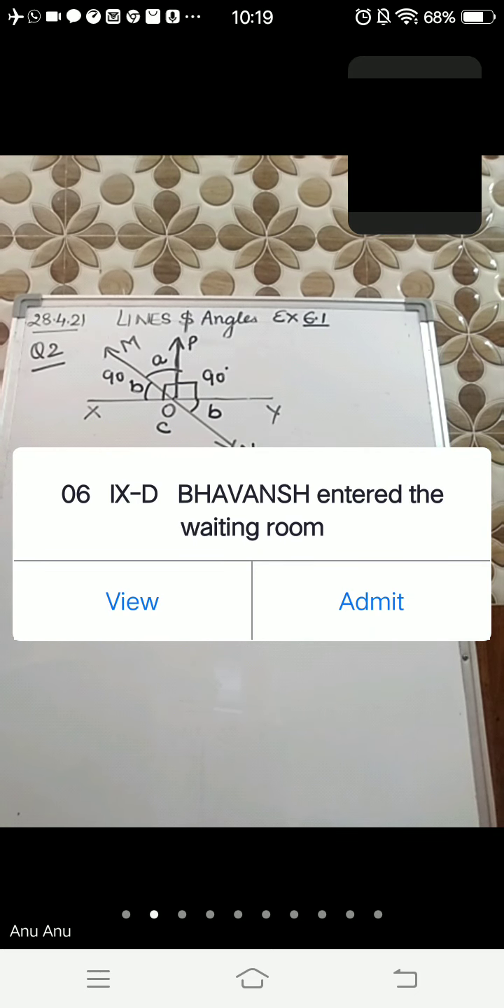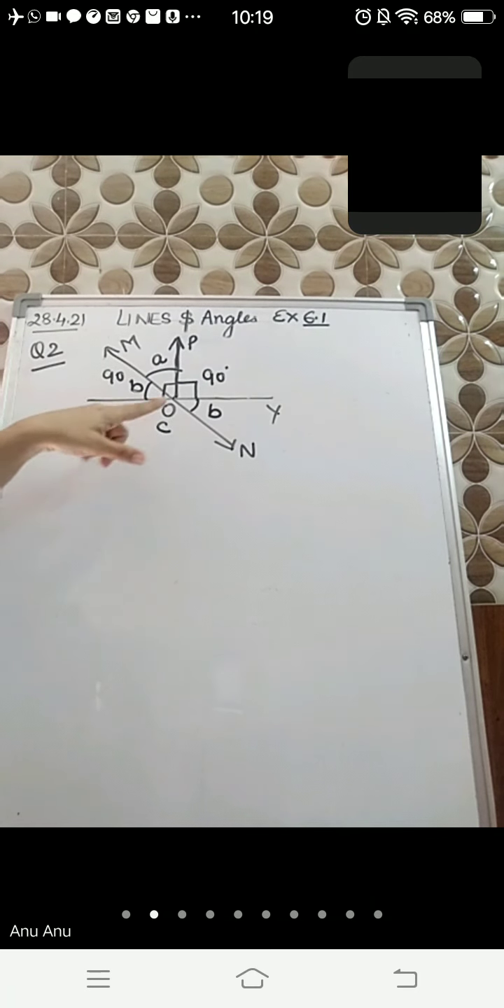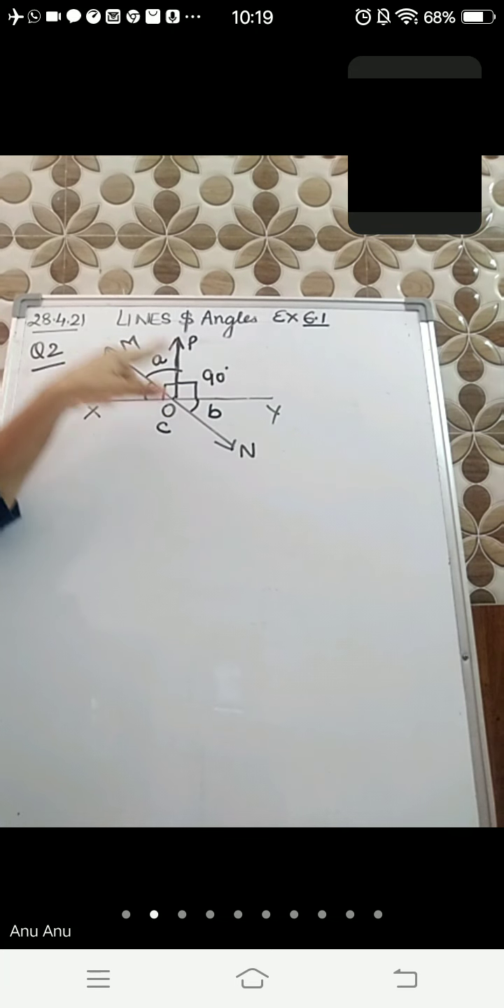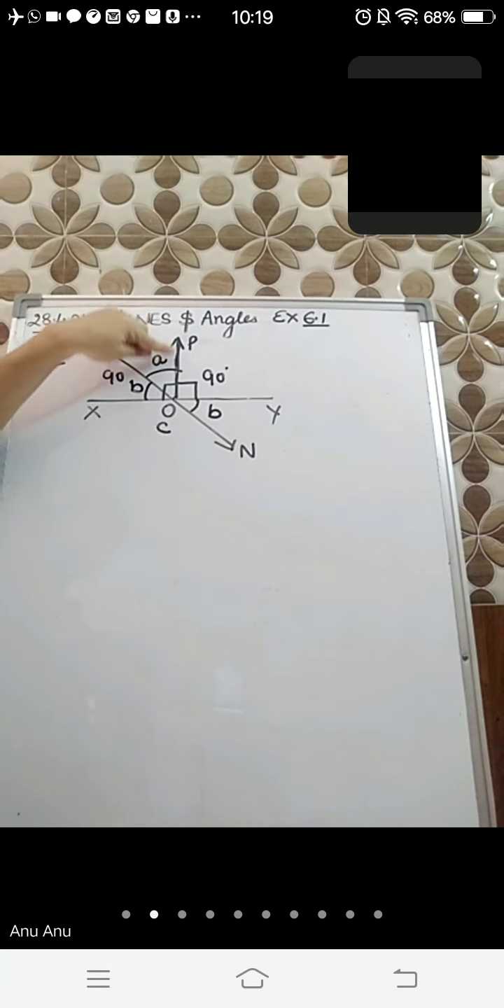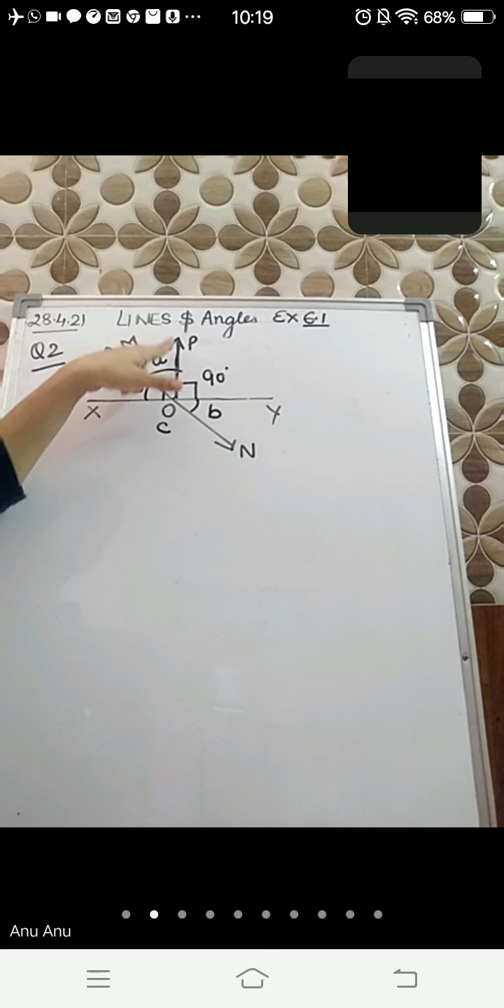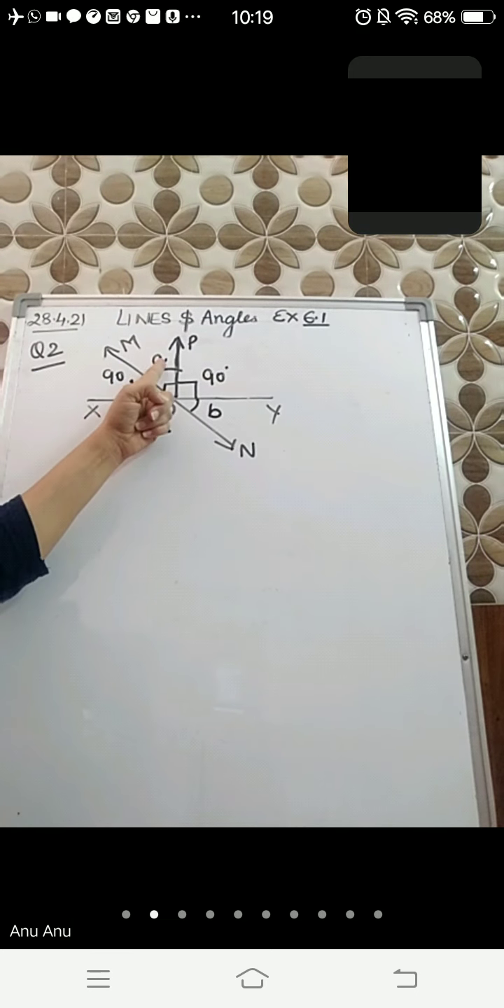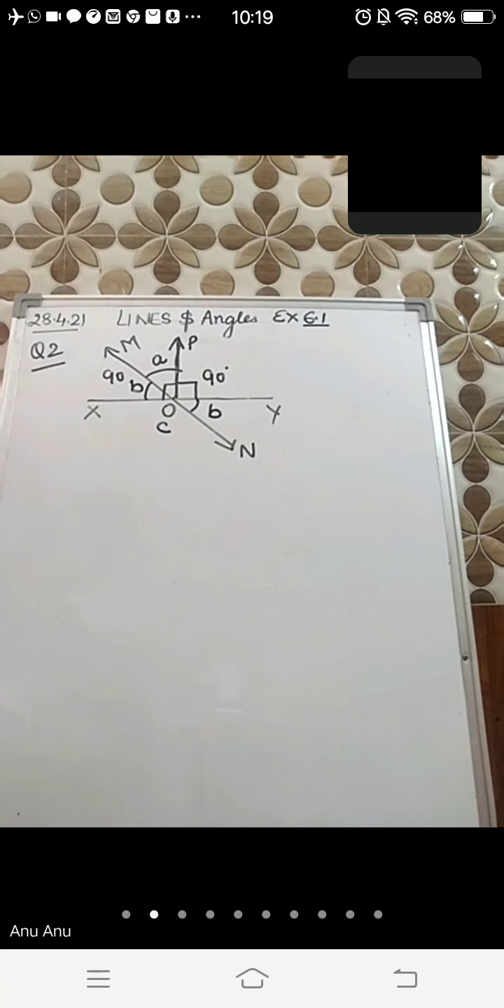Small alphabets A, B, C. If this angle is B, then this is also B by vertically opposite angles. This is 90 because this line is perpendicular. So A plus B will be 90, because this is perpendicular. Half the angle of this side is 90, so half of this side will also be 90. A plus B is equal to 90.